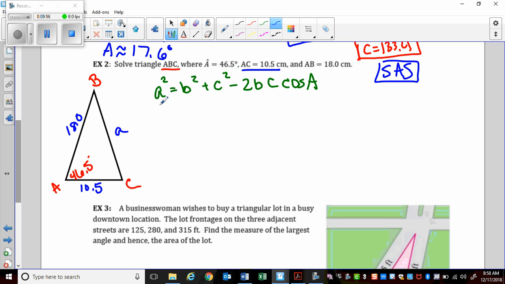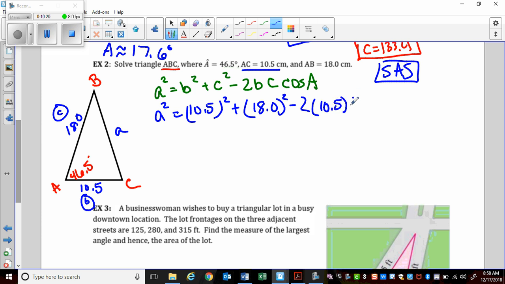Okay, so a squared, we don't know. That's just going to be a squared. B squared is the one opposite your B, and this is the one opposite your C. So B squared is 10.5 squared plus C squared, which is 18 squared, minus 2 times 10.5 times 18, cosine of A. Cosine of 46.5, since A is 46.5. We can actually just plug everything into our calculator and then at the end take the square root.